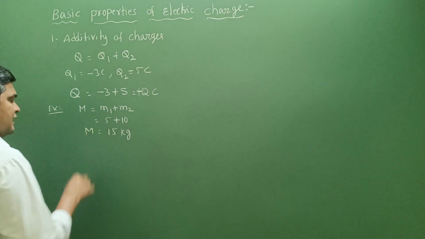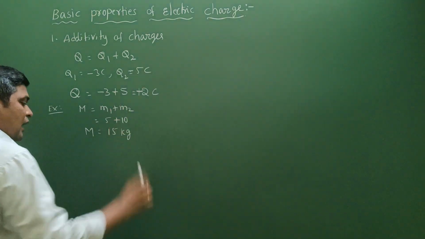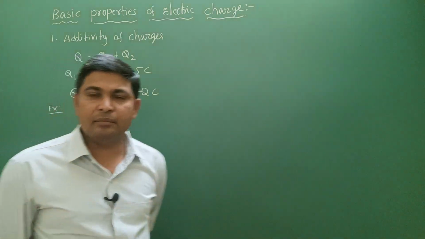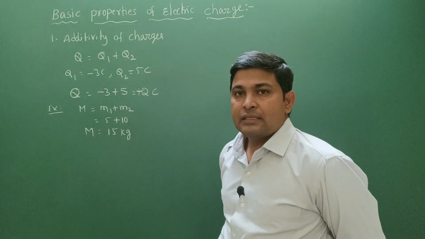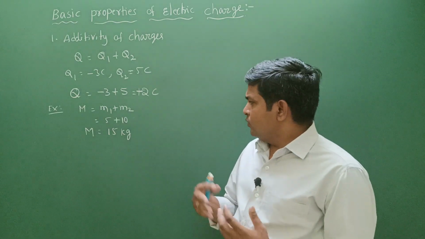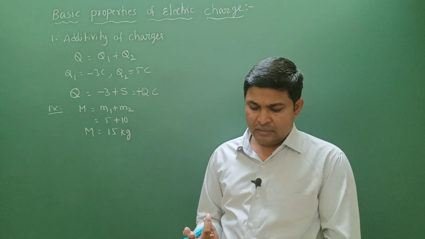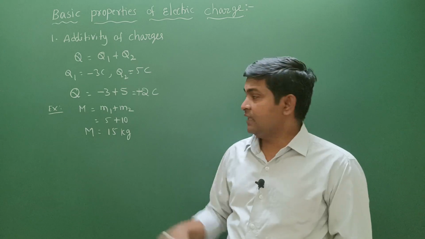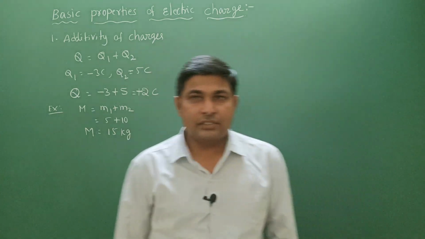Then what is the difference between mass and charge? Charge is added along with the sign because it has different kinds, whereas in the case of mass, you need not discuss the sign of mass. You can just add it. That is the one similarity you can understand between mass and charge.